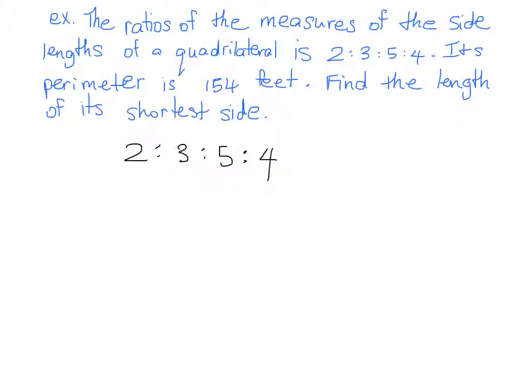So let's say the ratio was not reduced. If the ratio was not reduced, that would mean that the side lengths are 2, 3, 5, and 4, which would mean the perimeter would have been 14. But we know that the perimeter is not 14, the perimeter is 154. And the reason the perimeter is bigger is because this ratio was reduced.